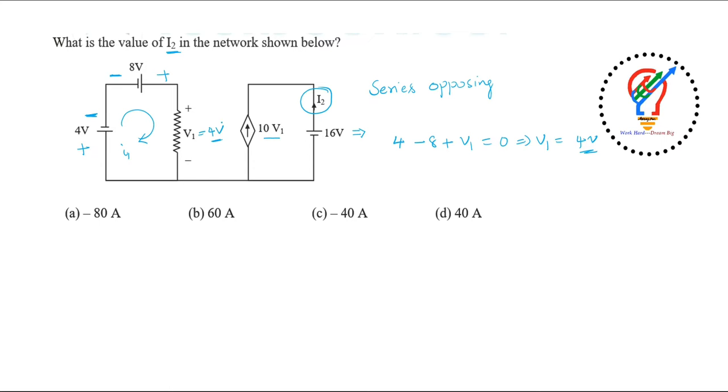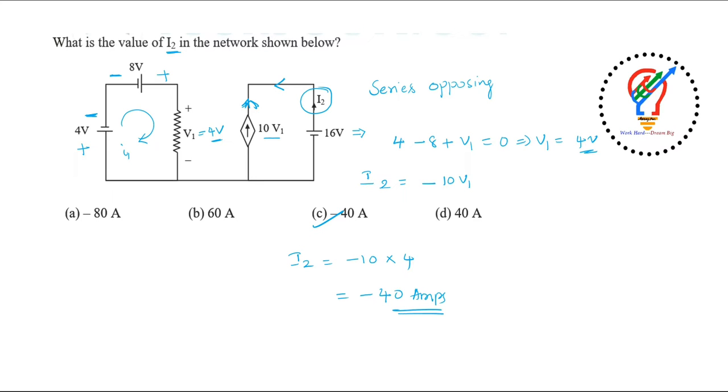Now here we have a voltage dependent current source. If you see here, by looking at the diagram itself, this current is flowing in this direction, and I2 will be in the opposite direction. Both are in series, so same current. Now I2 will be equal to minus 10 V1. We got V1 as 4 volts, so it is simply minus 40 amps. So the answer will be C here.